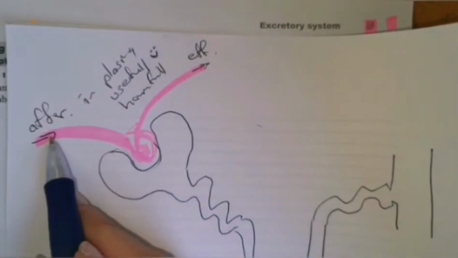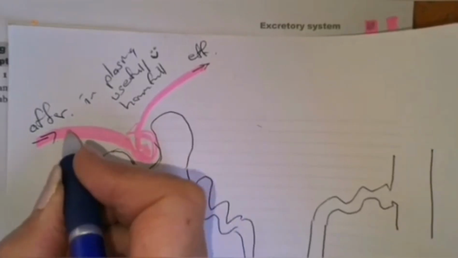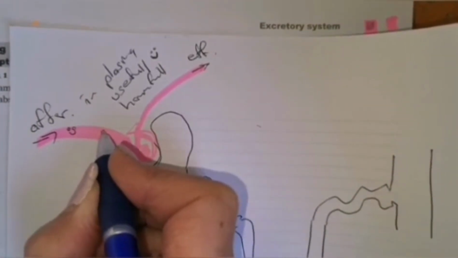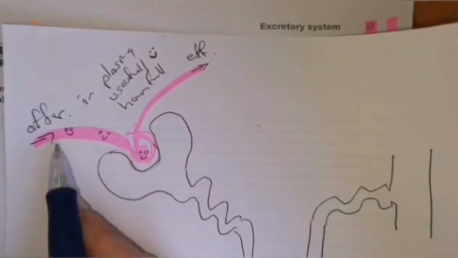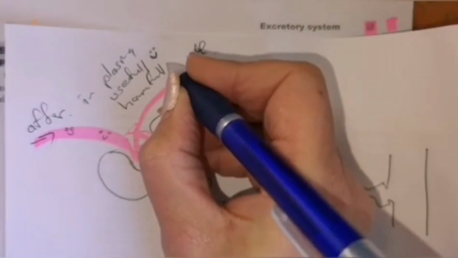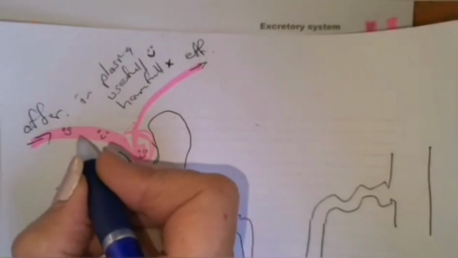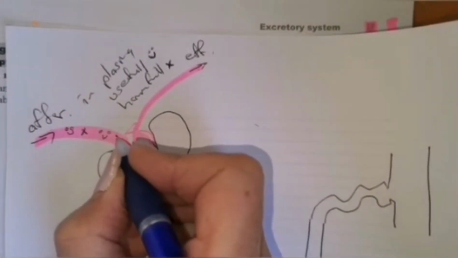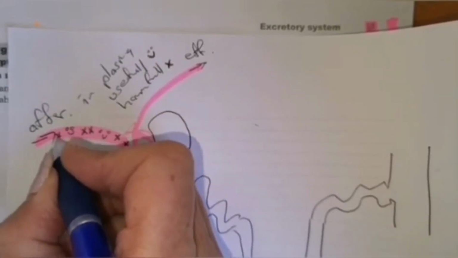So the Bowman's capsule brings blood in, and we know that inside the bloodstream we have useful stuff. So I'm going to put a few smileys in there. There's a smiley, there's a smiley, there's a smiley. So useful substances are found in the bloodstream. But harmful substances, let me make a cross for that one. That's also found in the blood, in the plasma. We want to get rid of the harmful parts. So in this blood, let me put 2 or 3 crosses as well. So these are the harmful things. We don't like that. We want to get rid of that.